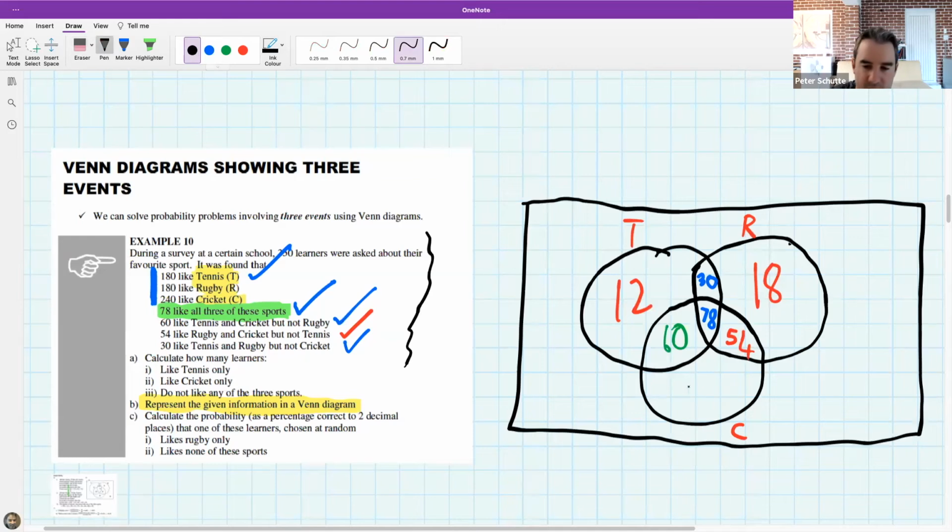And then what is the final thing we need to get? What about this region out here? What's that going to be? If you don't like any of these three sports, what is the number of people who do that? And I know how many learners were there in this whole thing. There were 350. So following the same idea that Lee showed earlier, I'm just going to subtract.